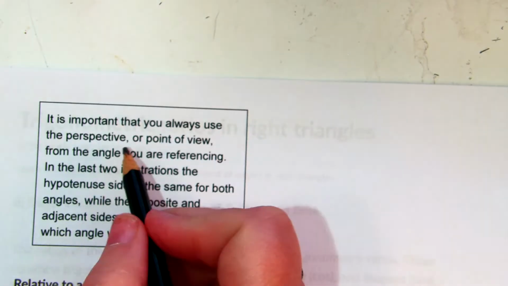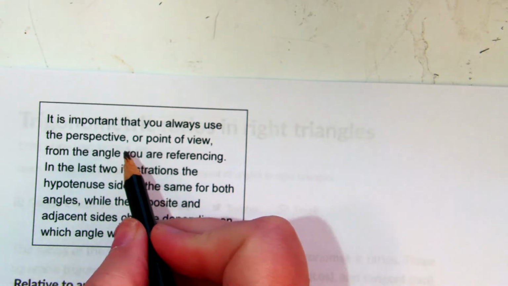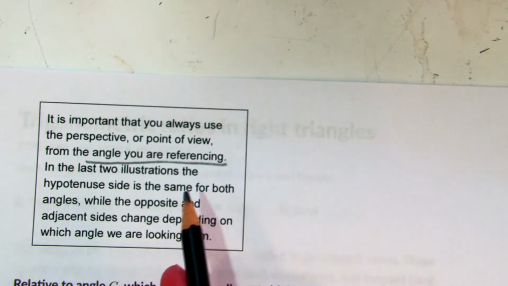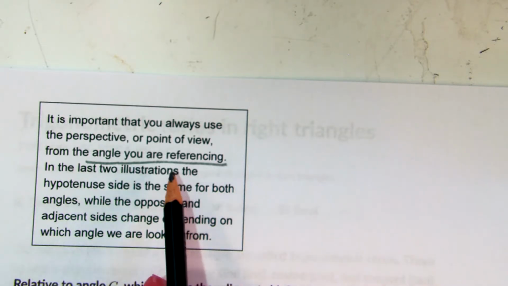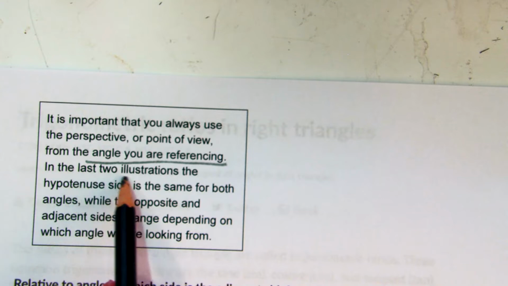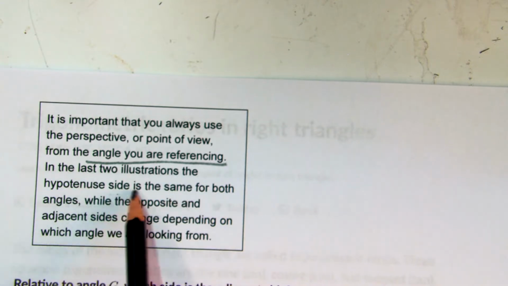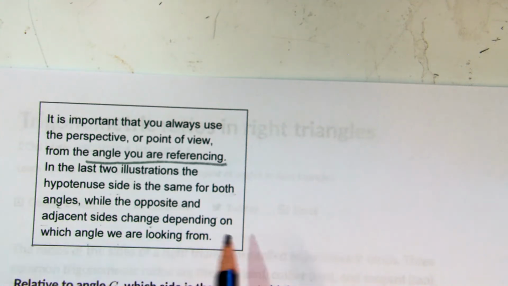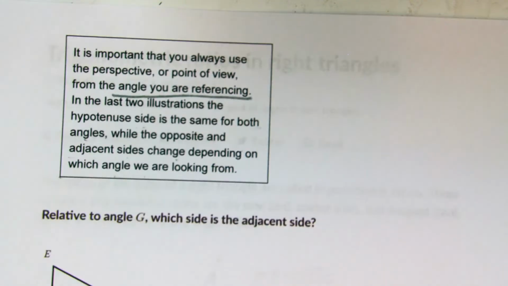It says here that it is important that you always use the perspective or point of view from the angle you are referencing. So whatever angle they talk about in the problem, that's important. In the last two illustrations, the hypotenuse is the same for both angles, while the opposite and adjacent sides change depending on which angle you're looking from. What's opposite B is adjacent to A, and what's opposite A is adjacent to B. So you have to be careful.